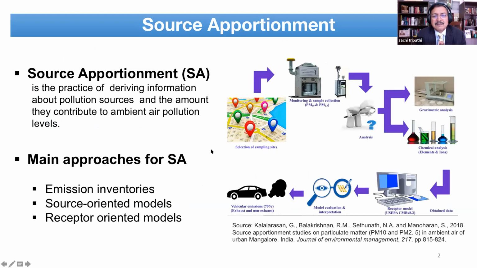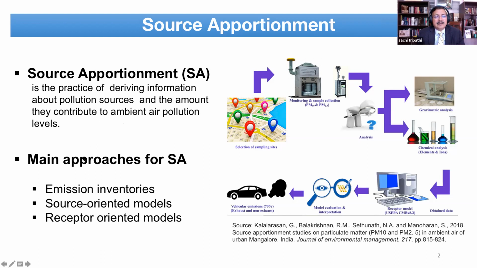So let's start with the very basic idea behind source apportionment. Basically, source apportionment is identifying the major sources that contribute to the PM2.5 that we see in the ambient atmosphere. So basically, it is a practice, right? It's an important word, practice, because it is practiced by practitioners of deriving information about pollution sources and the amount they contribute to ambient air pollution. So it could be for particulate matter or it can be for gases.